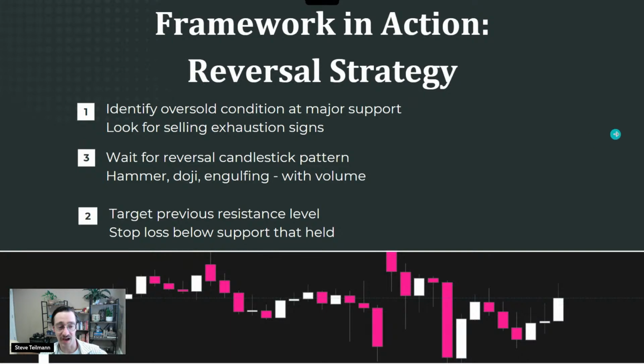So after that, we want to target a previous resistance level. So basically the high of the range or VWAP or anywhere where there were sellers previously, then price came down, flushed out, and now we want to come back up and retest that. So we are going to put our stop loss below the support that held. Today it was like 611, I believe. And then we are going to be targeting the previous resistance level, which was VWAP, where we started selling off from. So that is the framework of a reversal strategy.